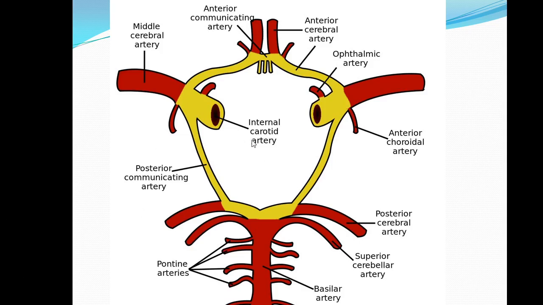Here you can see the hexagonal circle of Willis, anteriorly formed by the anterior communicating artery, anterolaterally by the anterior cerebral artery, laterally by the internal carotid, posteriorly by the posterior communicating, and posteriorly you can see it is formed by the posterior cerebral artery.